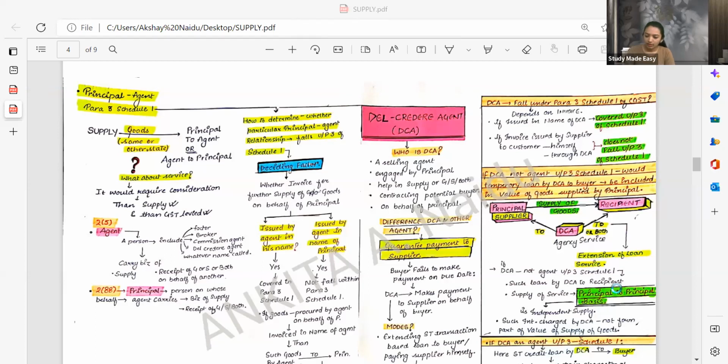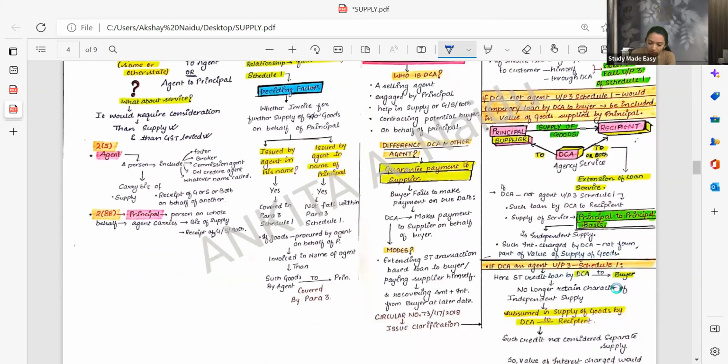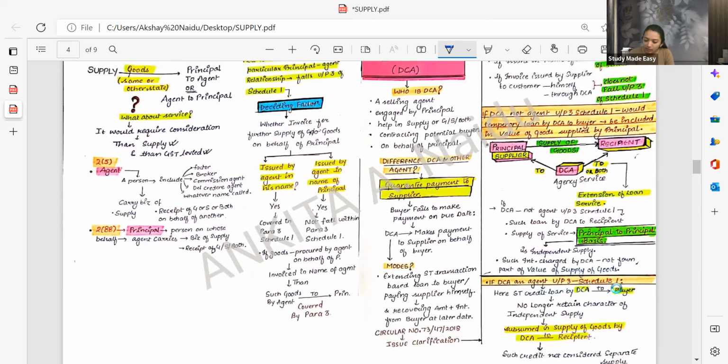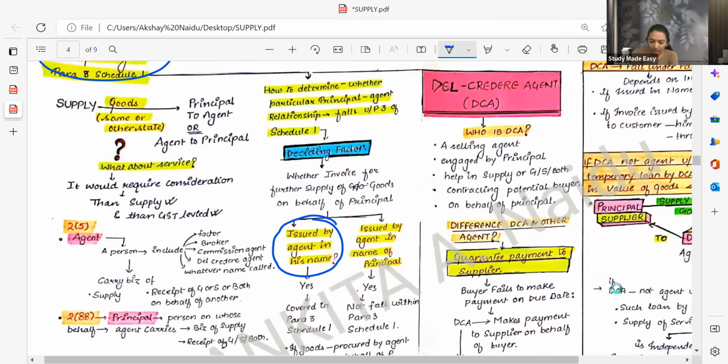Now see. The relation is only between principal and agent. Done. But this agent should be whom? The agent who has been allowed to make invoice in his name. If the agent can issue invoice in his name, then only he is my agent. Okay. So first of all, when there is supply of goods, whether from principal to agent or from agent to principal, this paragraph 3 will be applicable.